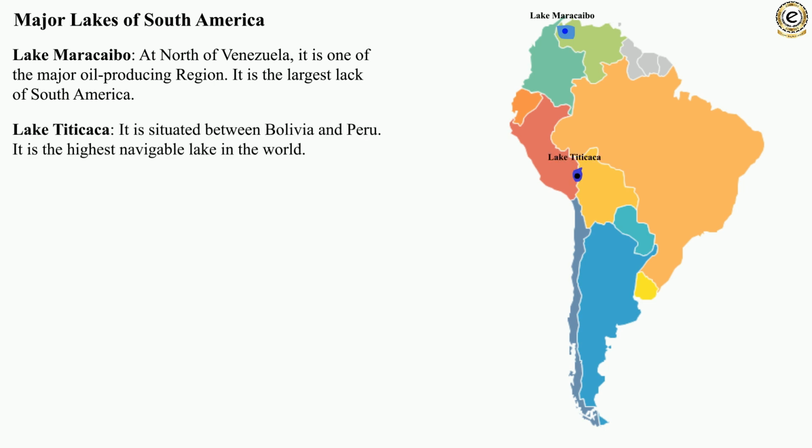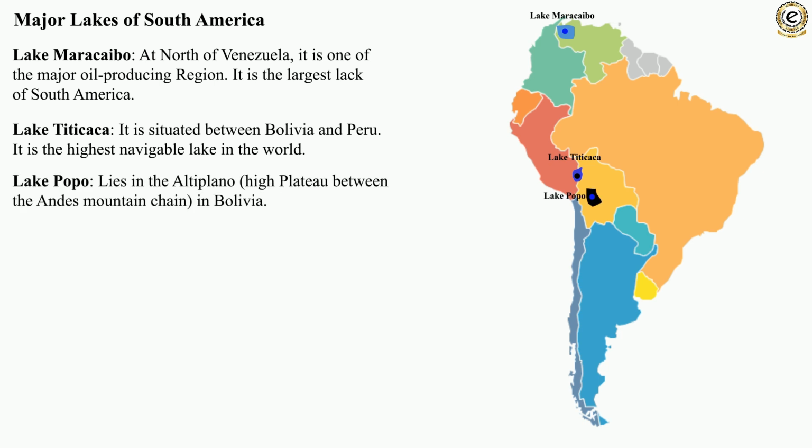Next one is Lake Titicaca. It is situated between Bolivia and Peru. It is the highest navigable lake in the world. And the next one is Lake Poopo. This Lake Poopo lies in the Altiplano high plateau between the Andes mountain chain in Bolivia.